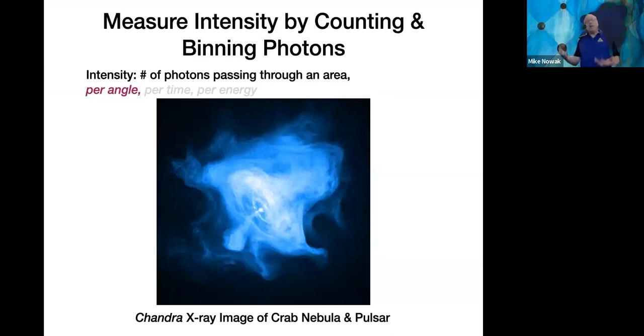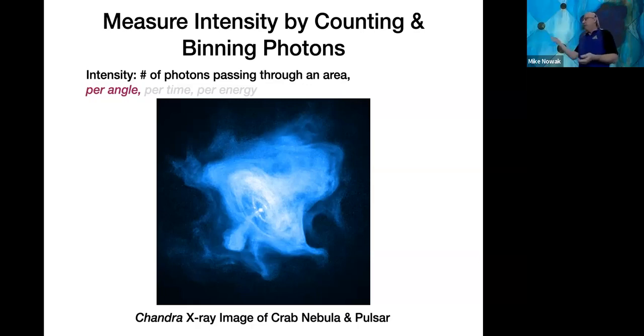And so intensity is the number of photons passing through an area per unit angle on the sky, per unit time, and per unit energy. So it's kind of like a density of photons. And all we're doing is counting those photons. Now we know for our satellite what the area of our satellite is. So that's taken care of in counting the number of photons. And then what we do is we count the photons and we bin them up.